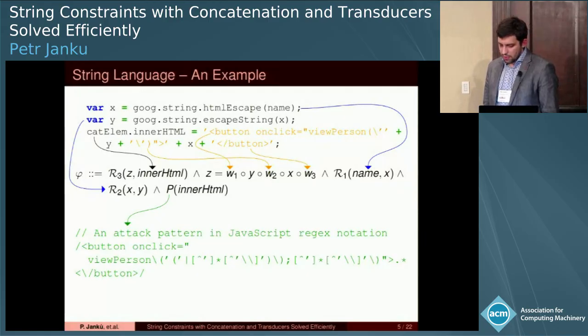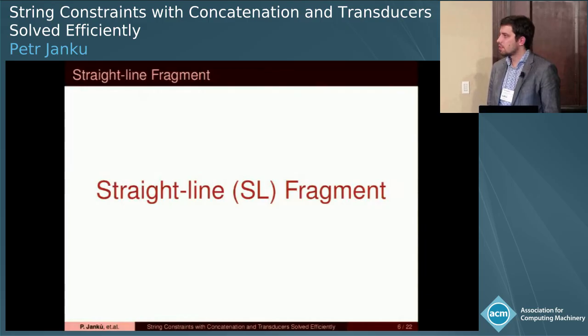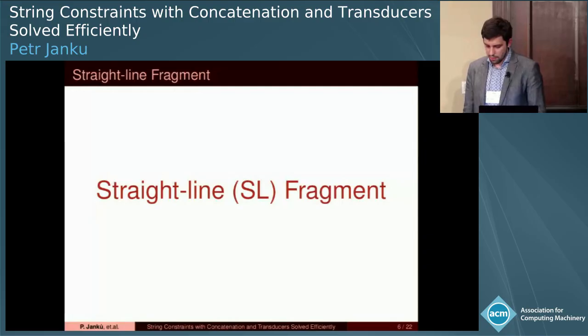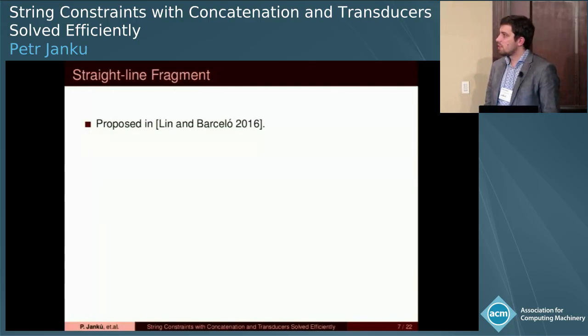To express the security vulnerability, we provide an attack pattern for the variable innerHTML. We need a decidable fragment of the logic which mixes concatenation, regular constraints, and rational constraints, because the string language which was defined is in general undecidable. Fortunately, there is such a fragment which is called straight line, which we have already seen before. It was proposed in Lin and Barcelona.